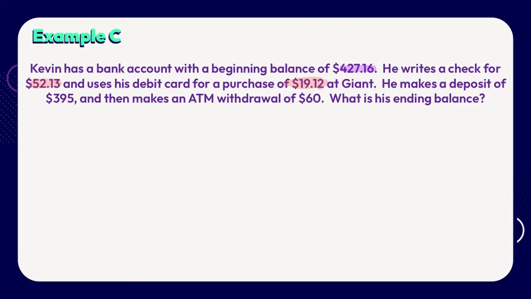He makes a deposit of $395. That means he's putting money into his account, so we know that's going to be a positive. And then he makes an ATM withdrawal of $60, so again, he's taking money out of his account, so that's a minus. So we could just go through and type $427.16 minus $52.13 minus $19.12 plus $395 minus $60. That will totally work. The other option to do is to take the $427.